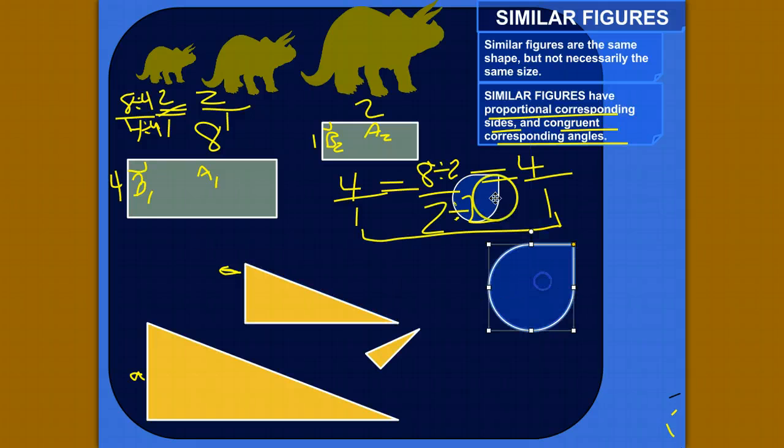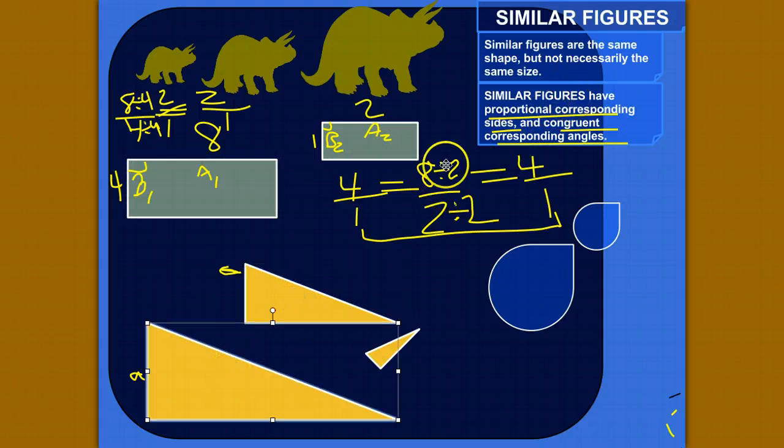So here are some other similar figures. The proportional corresponding sides get a little more complicated with weird shapes like teardrops, but this is just a visualization of them having the same shape but different sizes. And when you get into rectangles and triangles, you can actually measure the proportions between the sides and prove that they are similar.